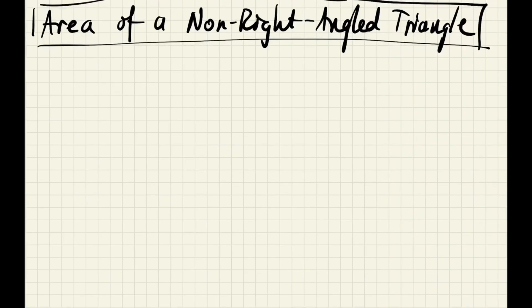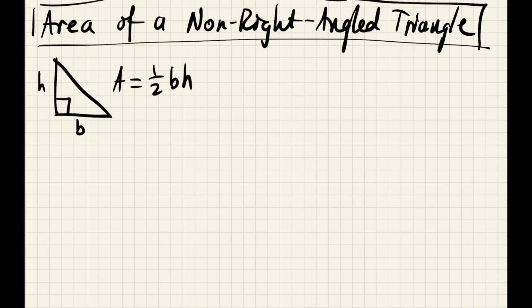In this video, we are going to look at how to find the area of a non-right angled triangle. So, a bit of context. Previously, we would have considered the area formula for a right angled triangle, where we've got our height and our base, and this area formula would be area is equal to half BH. Okay, that's fine, but the problem is we cannot use this formula for non-right angled triangles.